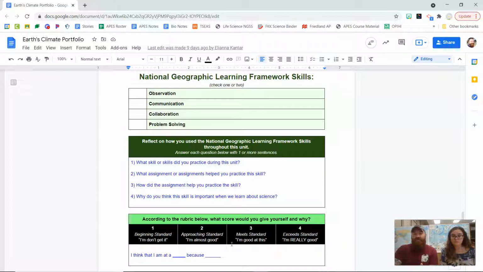We did not grade this final page in our class, the green ones. We only focused on the disciplinary core, the orange, and the blue one, which is the science practices, because that is the standards for our class, which is Next Generation Science Standards. The National Geographic Learning Framework skills are critical to reflect upon. So we still made sure students did that so they can reflect on those skills that they're learning.